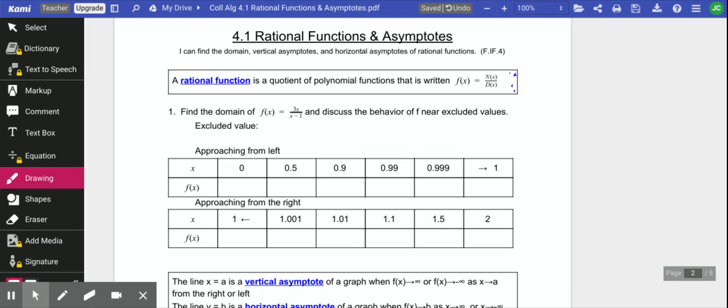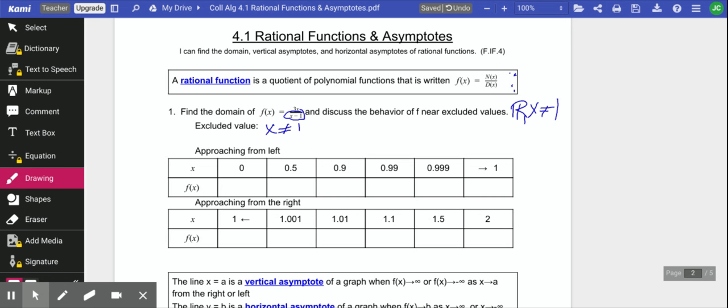f of x equals 3x over x minus 1. We want to find the domain. Well, the domain is going to be all real numbers. We can plug in anything except we can't divide by 0. So we say the domain is anything except x cannot be 1, because if you plug in 1, you'll be dividing by 0, and that's no good. We call that number an excluded value. So our excluded value is x cannot be 1.